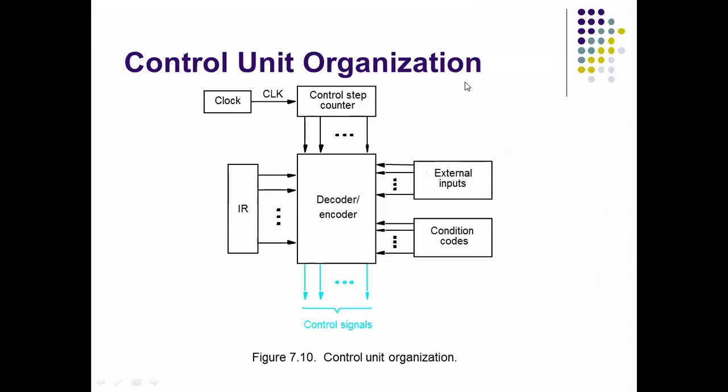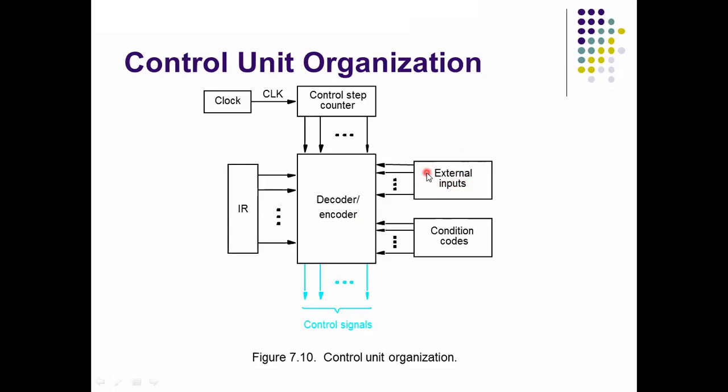Now we are taking the architecture, the control unit organization, how that will be. So here we are taking decoder and encoder. Do these circuits belong to combinational or sequential? Combinational circuits. We are using combinational circuits here. Next, IR. IR means instruction register. All the instructions which are designed for doing a particular task will be placed in this instruction register. Next, external inputs.